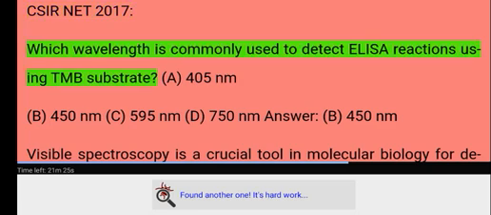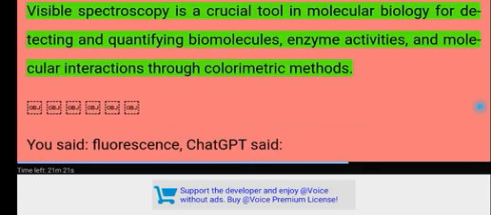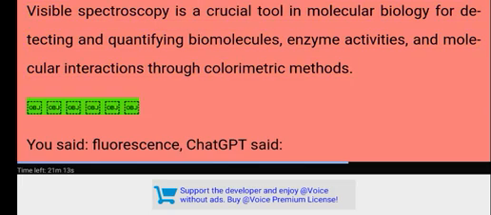Which wavelength is commonly used to detect ELISA reactions using TMB substrate? A. 405 nanometers. B. 450 nanometers. C. 595 nanometers. D. 750 nanometers. Answer: B, 450 nanometers. Visible spectroscopy is a crucial tool in molecular biology for detecting and quantifying biomolecules, enzyme activities, and molecular interactions through colorimetric methods.